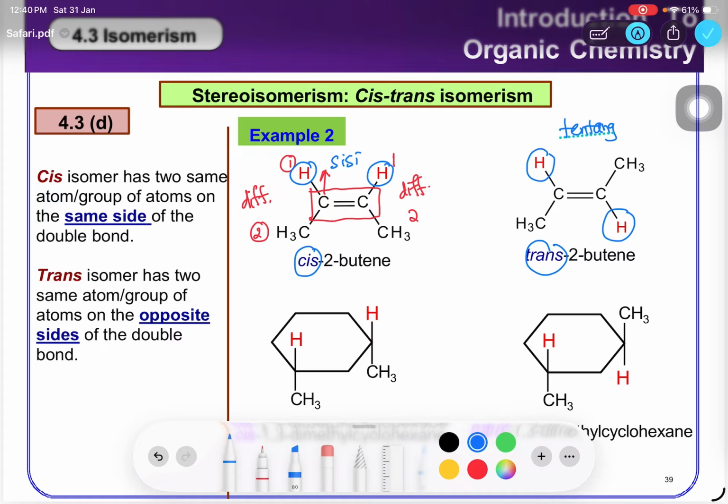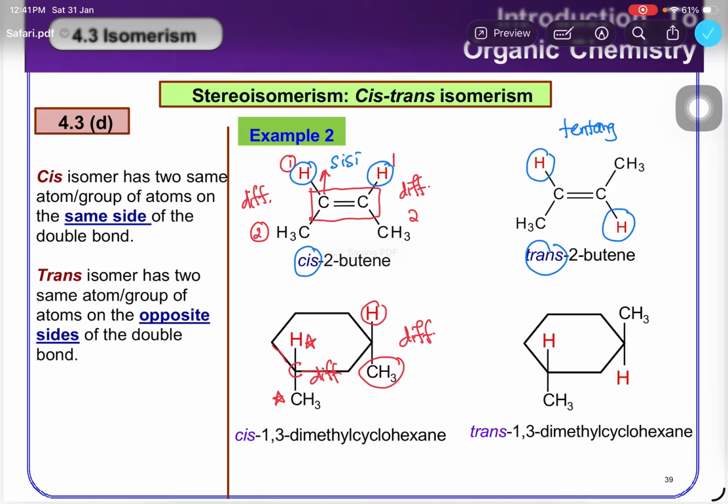Another example over here is the cyclic one. This carbon already has two bonds bonded to carbon. So here is one group, there is another group, and both of them are different. This one also has CH3 and H, and the other one has CH3 and H, so they are different. So they can show cis-trans isomers.